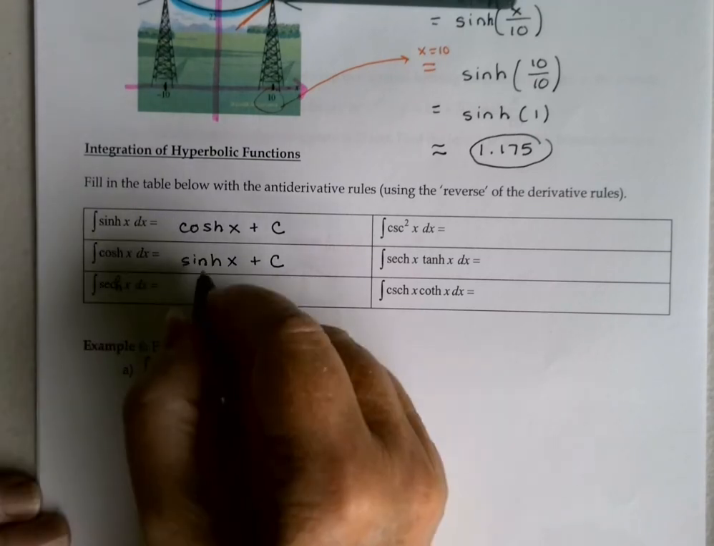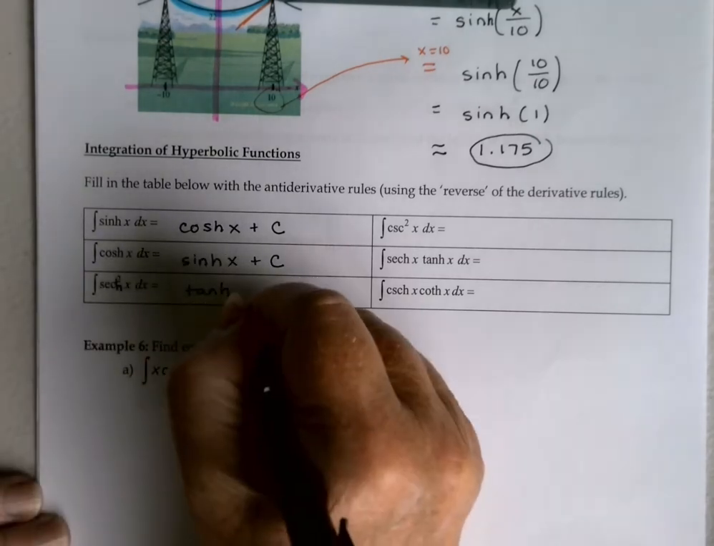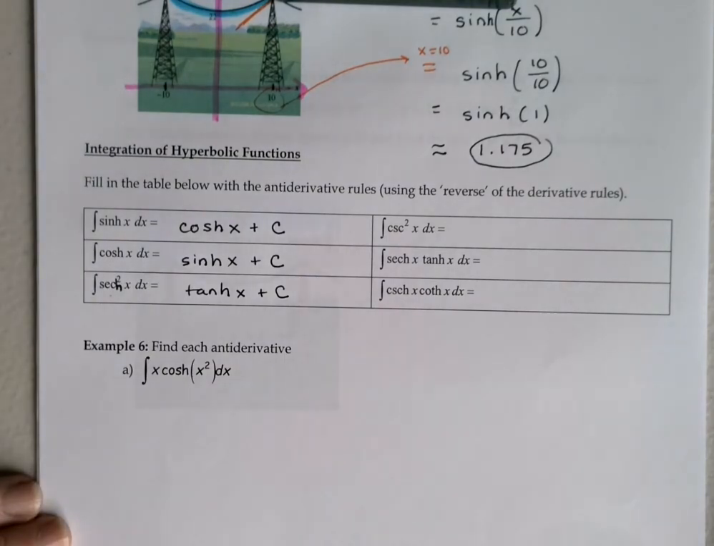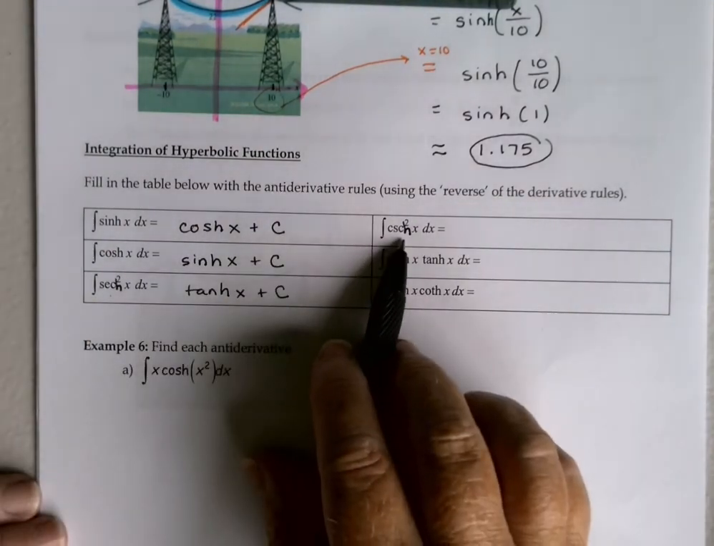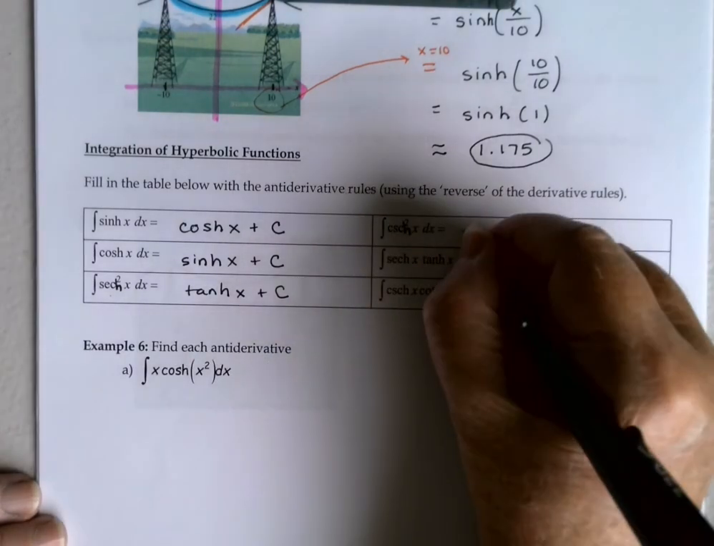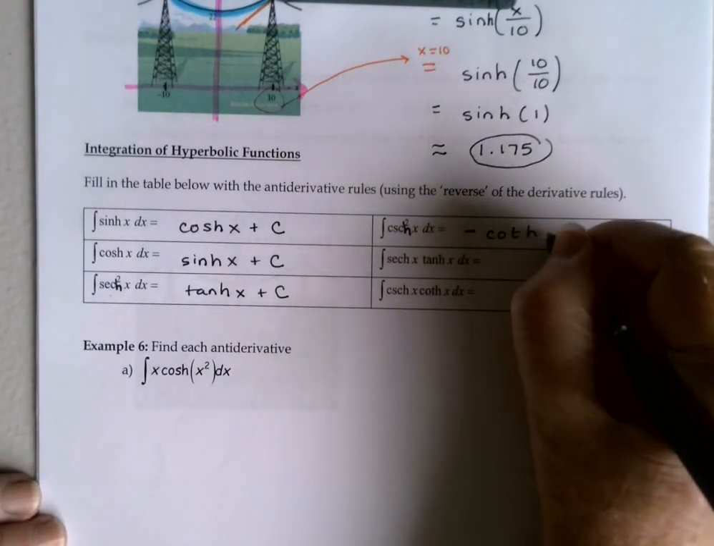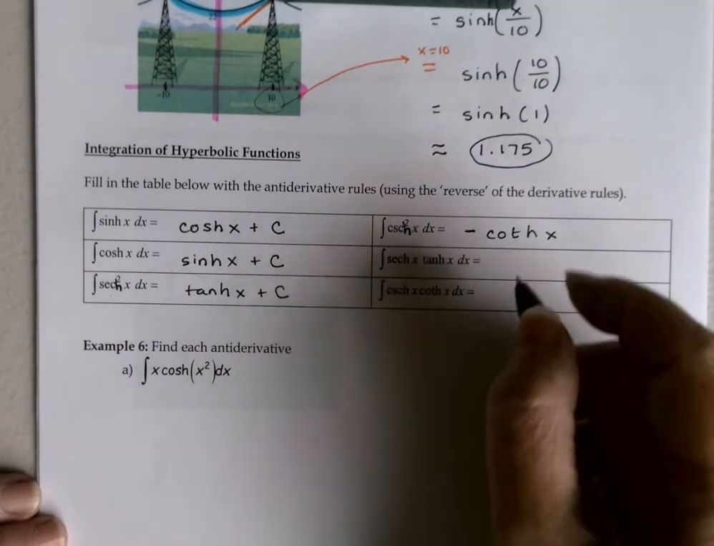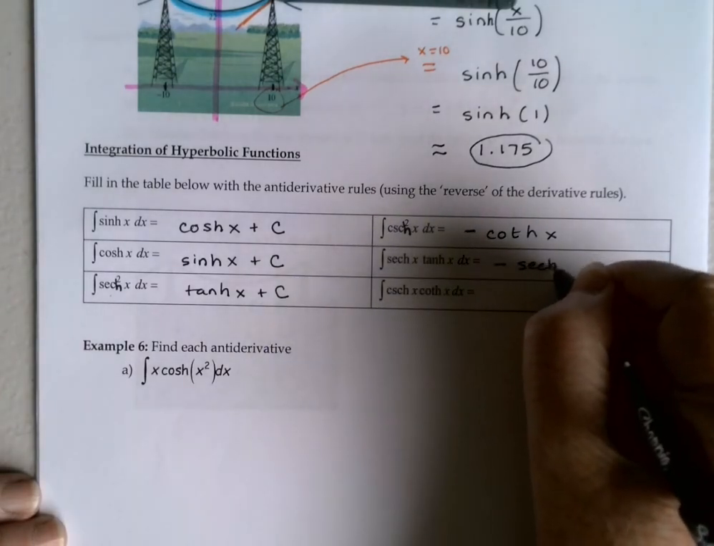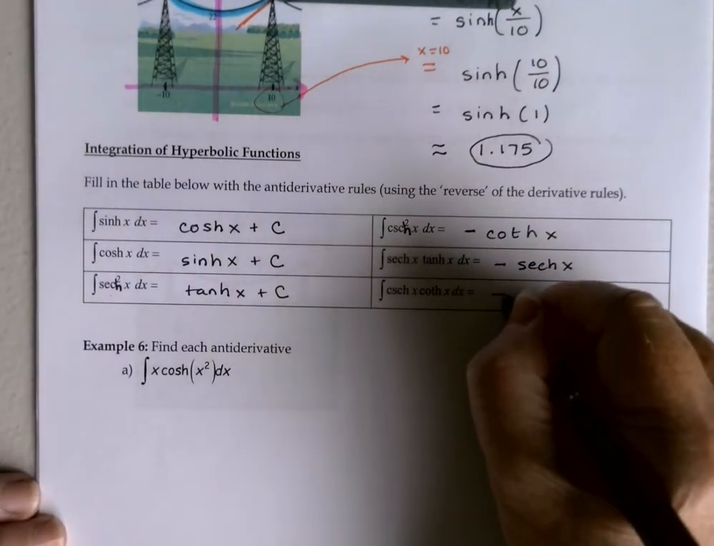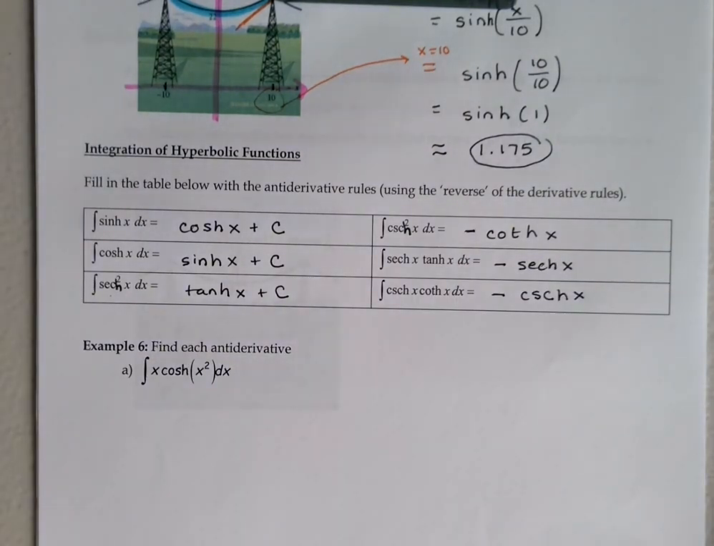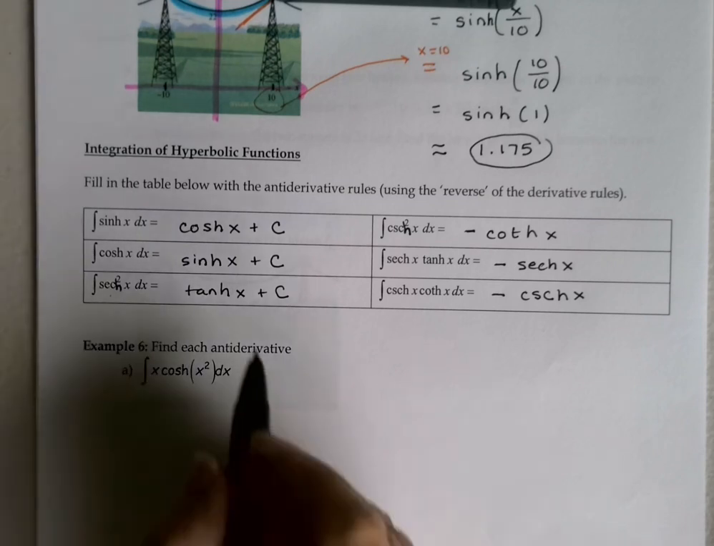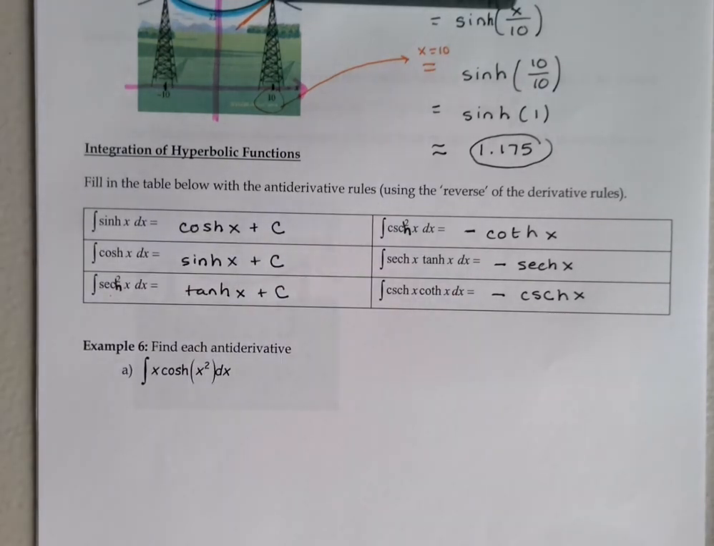The integral of the hyperbolic secant squared of x is hyperbolic tangent of x plus c. The integral of hyperbolic cosecant squared of x dx is actually negative hyperbolic cotangent of x. This guy would be negative hyperbolic secant of x, and that one is negative hyperbolic cosecant of x. And again, these are just literally the reverse of the derivative rules. So these are the only ones we can do. We have to match one of those exactly in order to actually find an antiderivative.